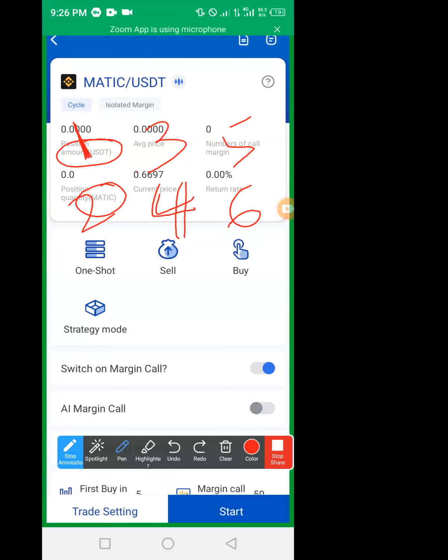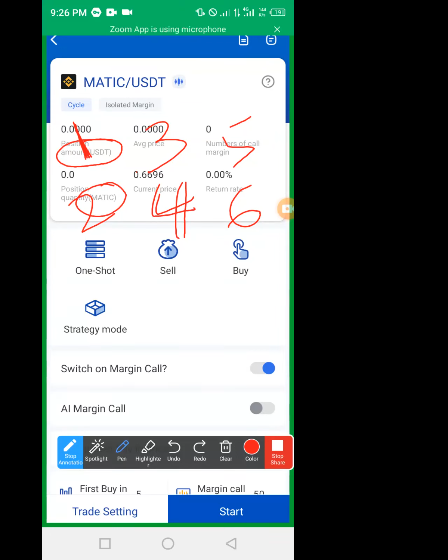The moment you buy Matic, you must sell it when the current price has gone above the price you bought it at. And how will you know the price you bought at? You will always check the average price. So the moment you find that the current price is not above your average price, just know that the time for selling that coin has not yet reached.